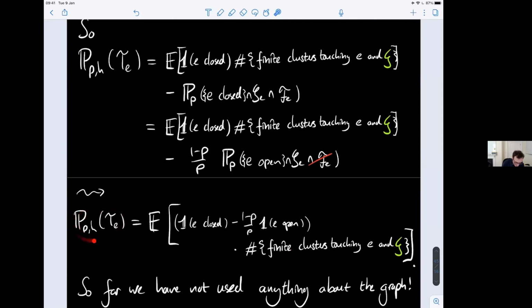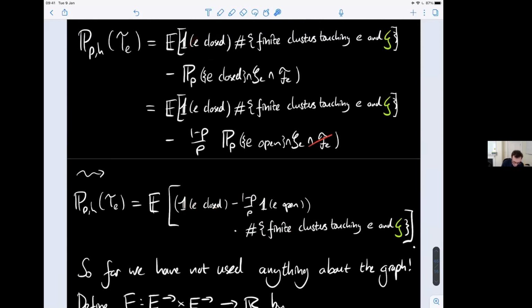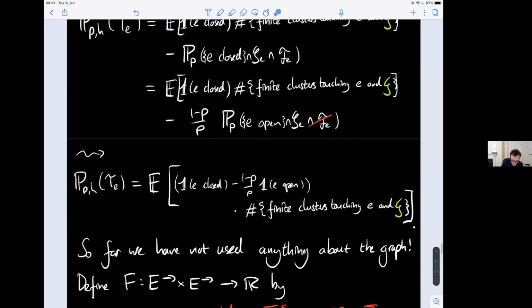Okay, so the upshot of all this is that I can rewrite this in a slightly different way: the probability of this event is equal to the expectation of the number of finite clusters touching both E and the ghost, so this is either 0, 1, or 2, multiplied by this factor, which is going to start looking a bit like the fluctuation. So I have the indicator that E is closed from here, and then I have minus (1 minus p) over p, the indicator that E is open. Okay, so these two lines are just rewriting the same thing in a more explicit way.